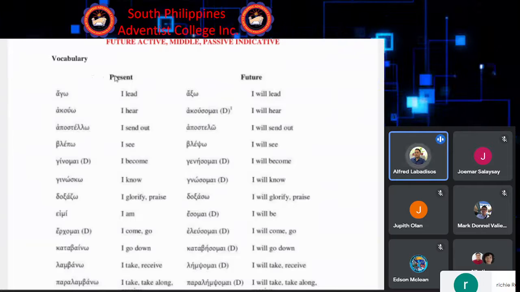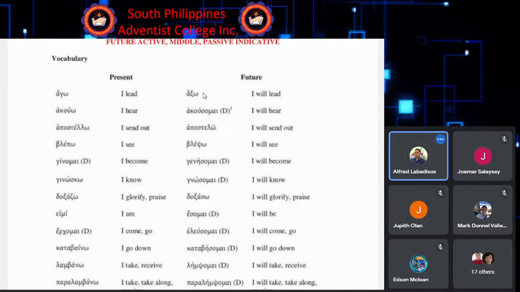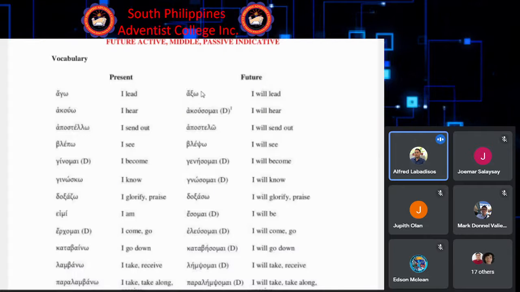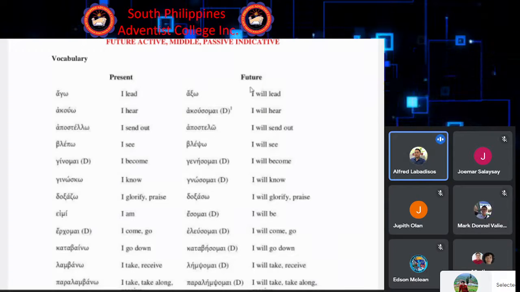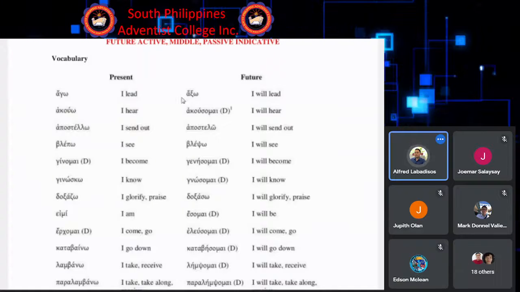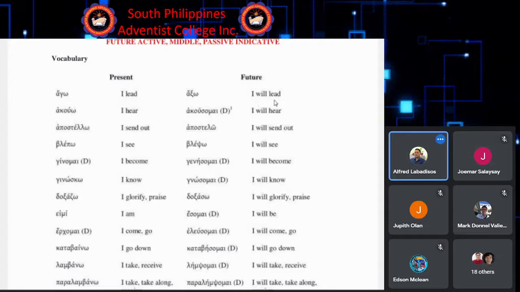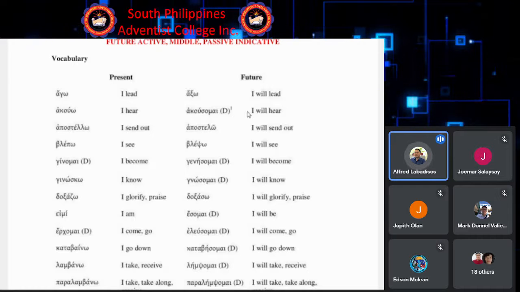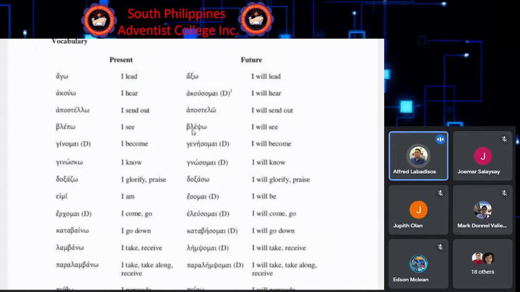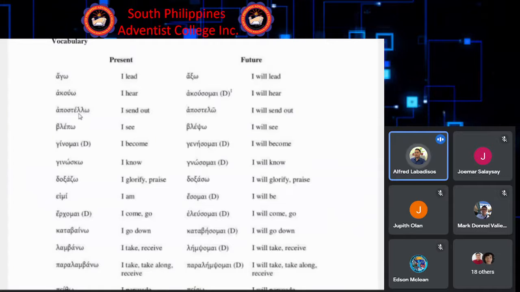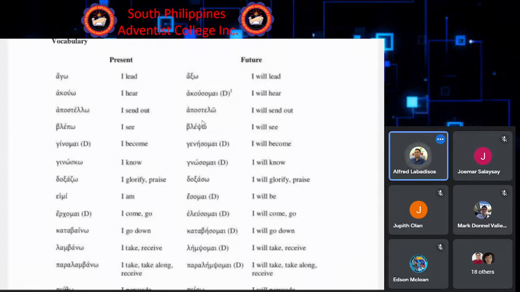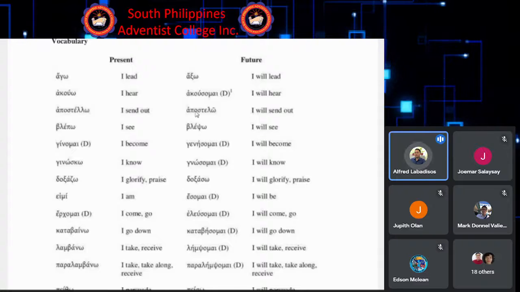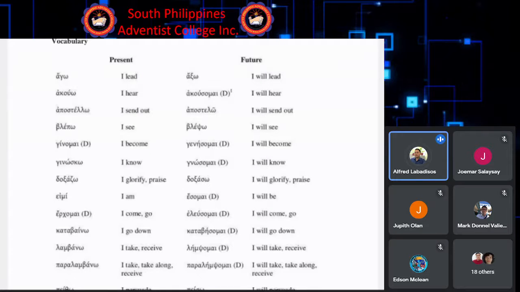For the meantime, you should familiarize yourself with the forms of the future tense. So we have ago, I lead, axo, I will lead. Akuo, I hear. The future is akousomai, I will hear. Then apostello, I send out. The future tense is apostelo. Now look here. For the present, it has a double lambda, but for the future, to distinguish the future from the present, apostelo has only a single lambda.